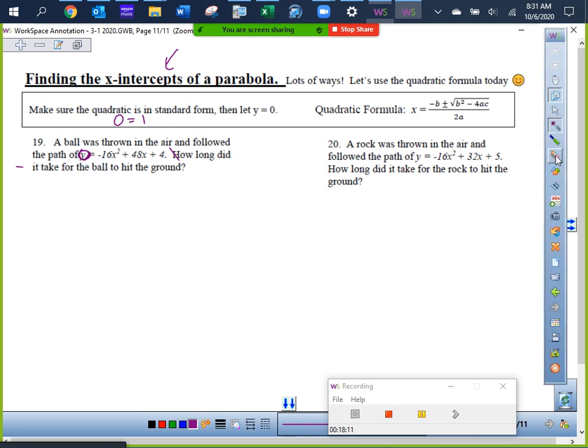You could factor that. You could complete the square on that. You could use the quadratic formula. You could graph it with the graphing calculator and find the x-intercepts. What we're going to do today is use the quadratic formula. I wouldn't want to factor this. These numbers are too big. You got to frowny face factor this, dude.